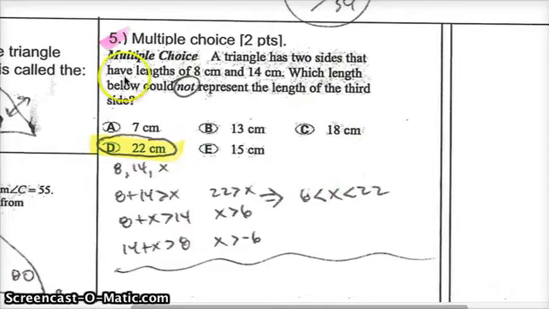So it says which length below cannot represent. Notice how 22 doesn't fit the inequality. 22 is not smaller than 22. 7 is greater than 6, so that is a possible length of the third side, but remember we're looking for not. You'll recognize the other 4 choices actually fit the inequality. 13 is between this, 15 is between that, and 18 is between that.